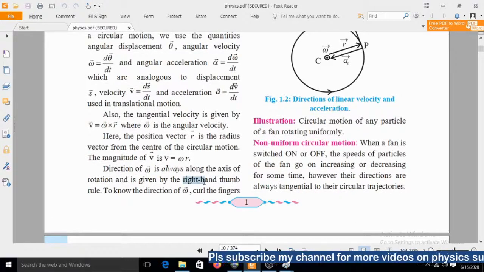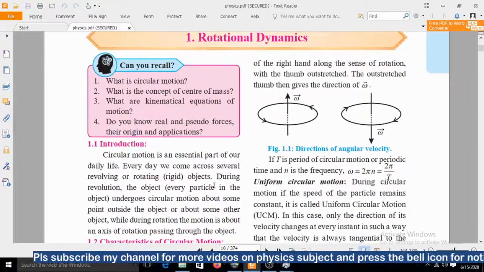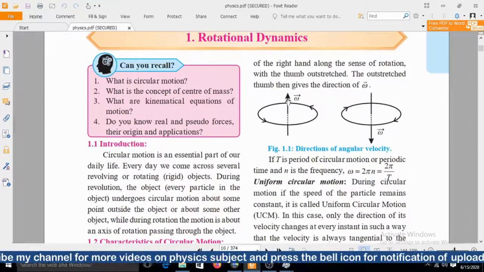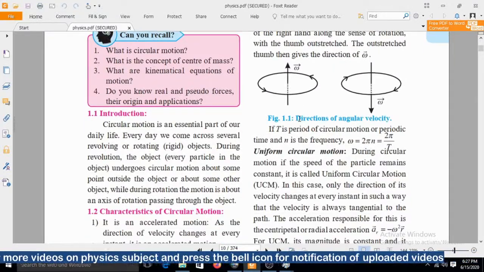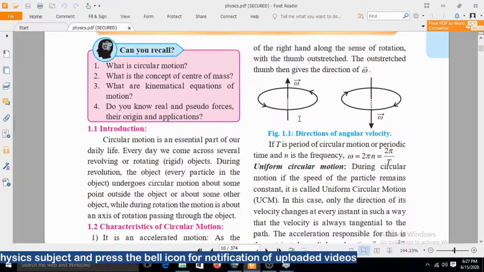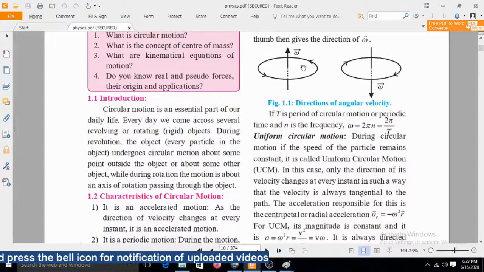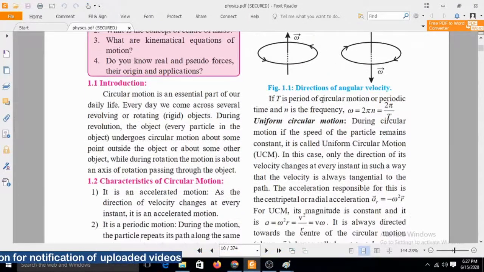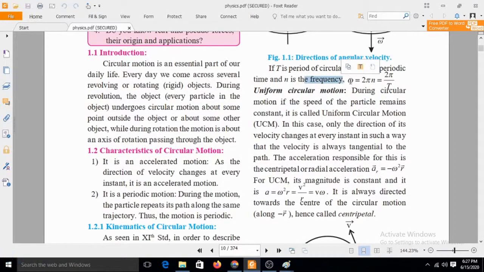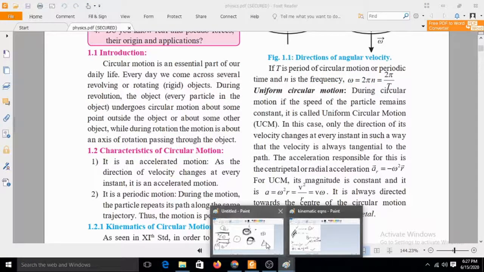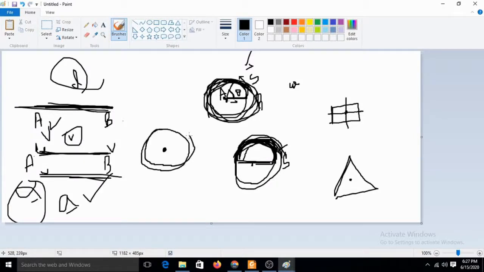According to the right hand thumb rule, we always give the direction of omega along the axis of rotation. Here T is the time period of the circular motion, or periodic time, and n is the frequency. The formula is omega is equal to 2 pi n. That means, this is the circle, this is 1 pi, and this is another pi.